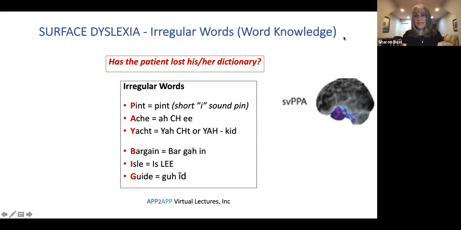Now let's look at surface dyslexia a little bit better. The semantic variant PPA patient has a classic MRI finding of anterior temporal polar atrophy with the left greater than the right. So what we want to check if we see this type of MRI or if we're suspecting this at the bedside is surface dyslexia. Have they lost their dictionary? So there's my six words. The person may pronounce pint as pint, egg as achi, yacht as yaquet, bargain as bargahin, aisle as isli, guide as good.